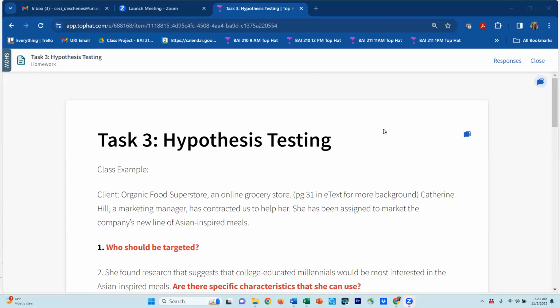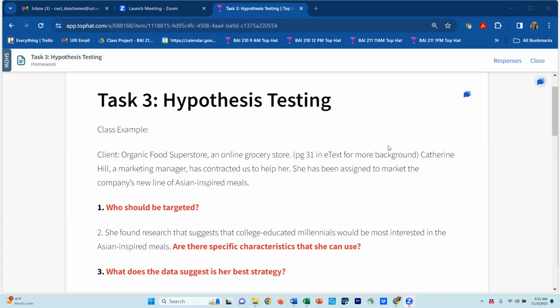Hi, this is going to be the kickoff video for doing the Task 3 hypothesis testing that we've been also going through in class. Here I'm showing the assignment from Top Hat, and I wanted to show you how I am at least initially setting up all four hypotheses.